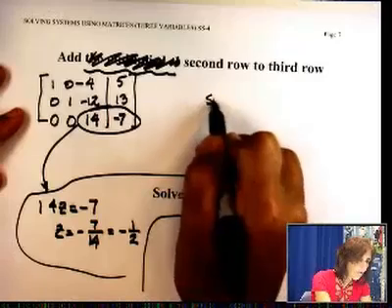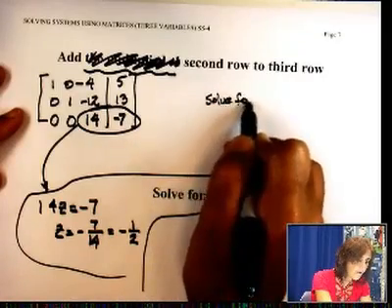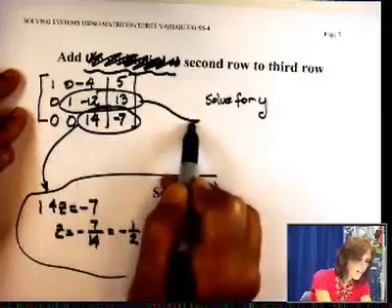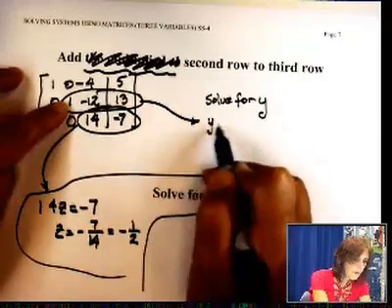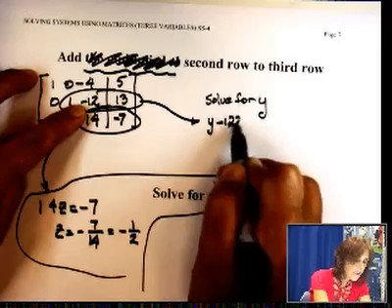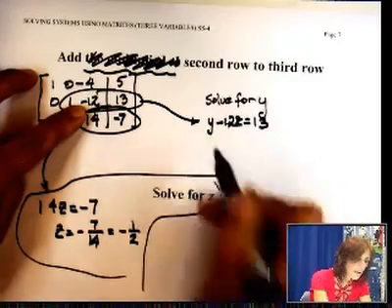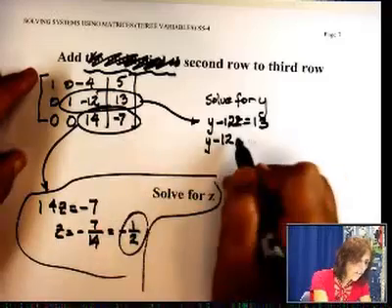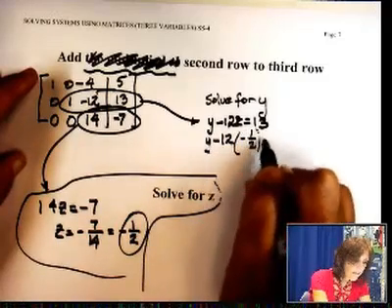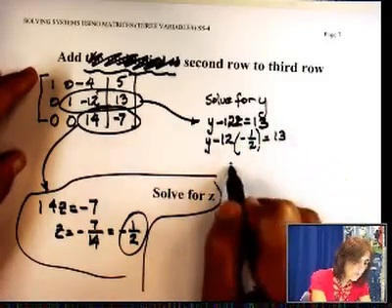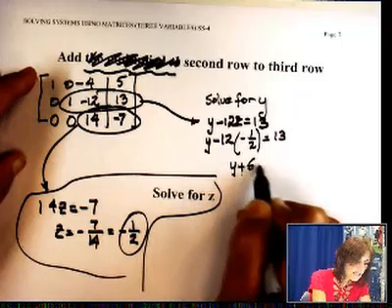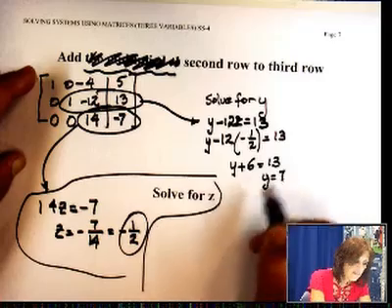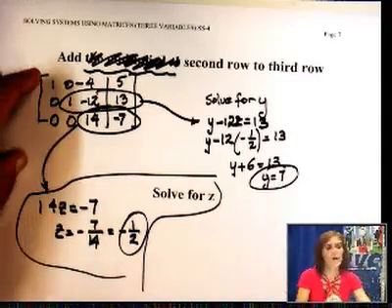Now I'll solve for y. So that's going to come from here. That's going to be 1y minus 12z equals 13. y minus 12, and z I got negative 1/2, equals 13. So this is y plus 6 equals 13. That gives me y equals 7. Okay?